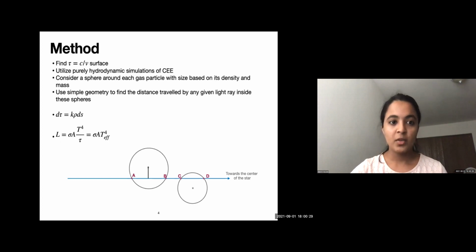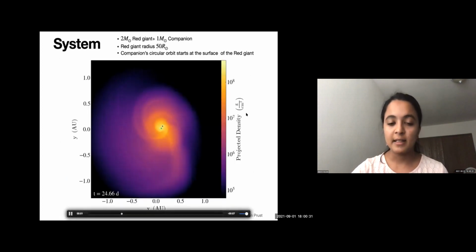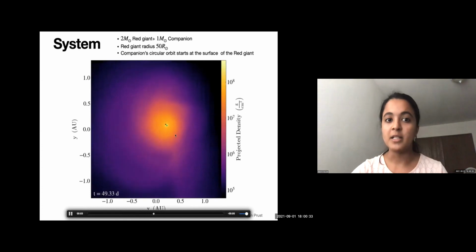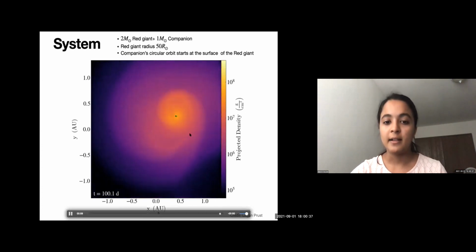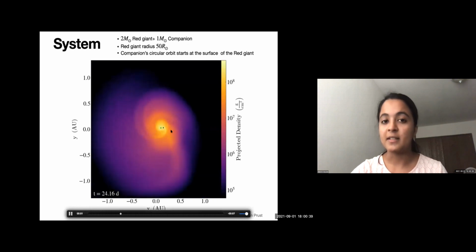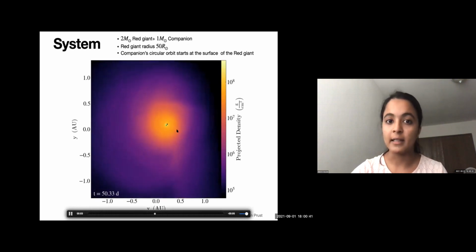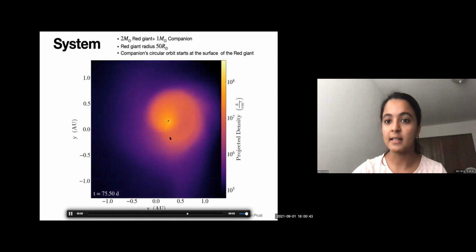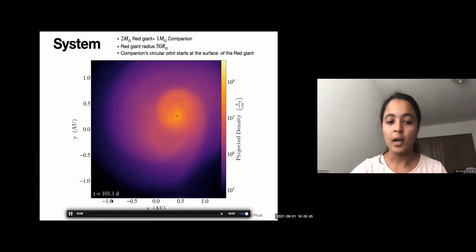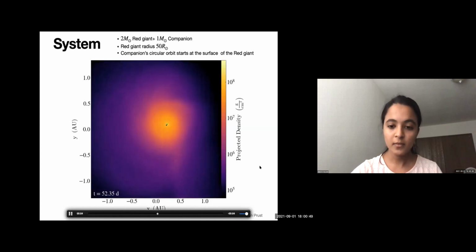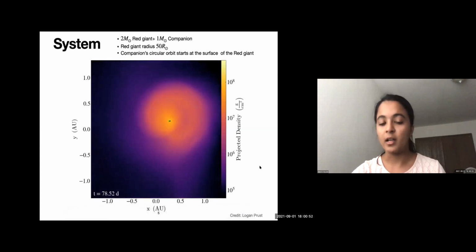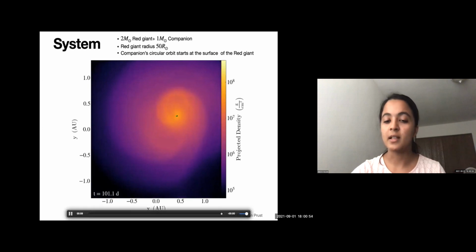Okay, so the system that we're testing this method on now is a merger of a 2 solar mass red giant with a 1 solar mass companion. The red giant starts at a radius of 50 solar radii, and the companion's circular orbit starts at the surface of the red giant. And this shows 100 days of the simulation. Yesterday, Logan already talked about this simulation.